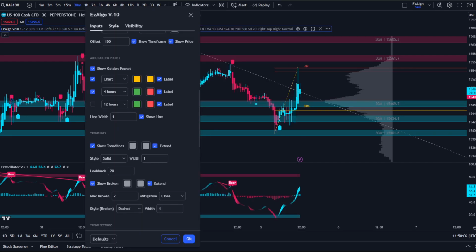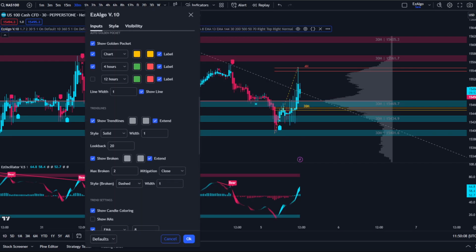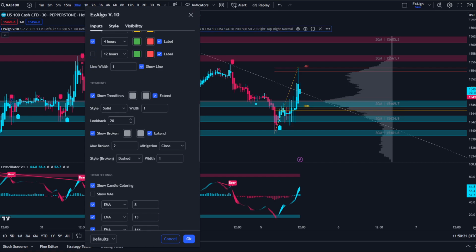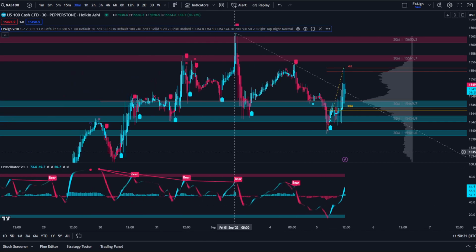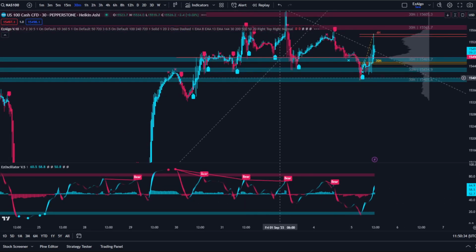And here we have the trend line. So this is actually a new addition in the V10. These are our own proprietary trend lines based on candle touch. Now you can change the look back. I'd prefer a 20 look back. You could use up to 30, see what works for you, but default settings are fine. And not only do we have the trend lines, we also have the broken trend line. So you can see past trend lines that had been broken.